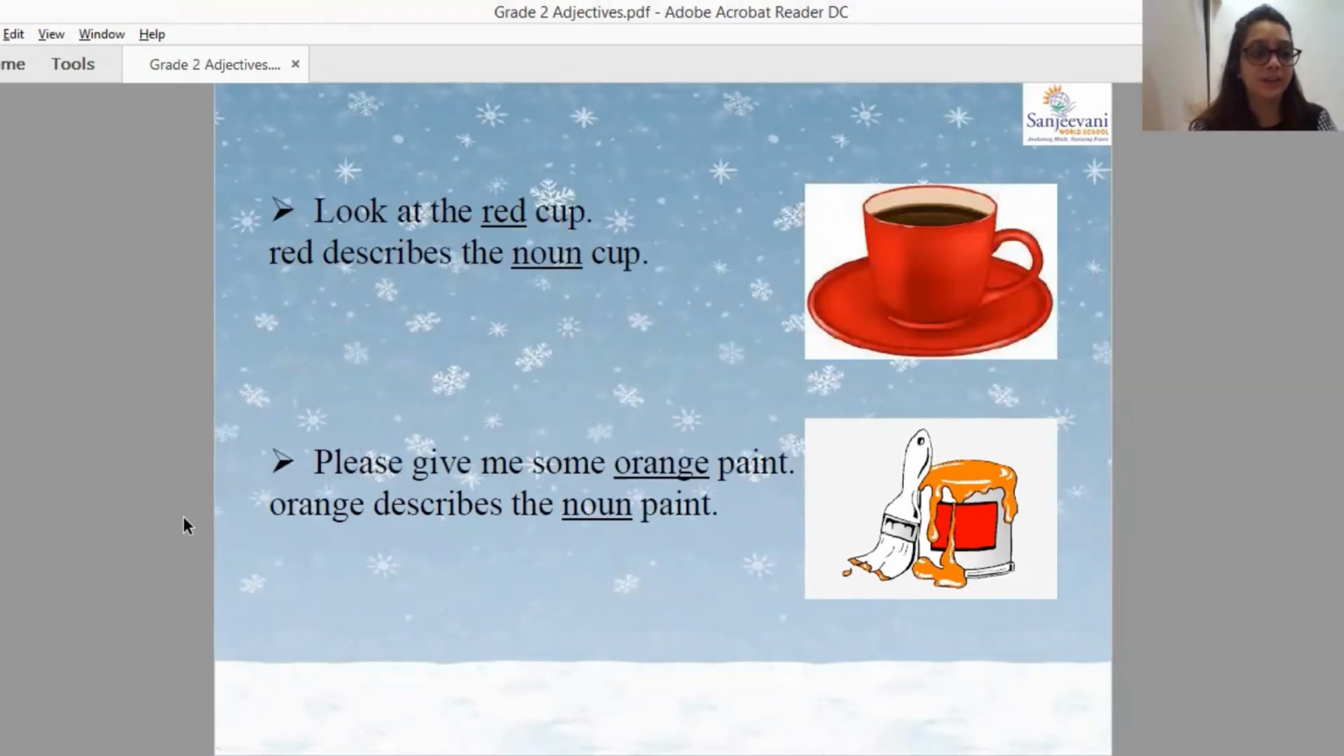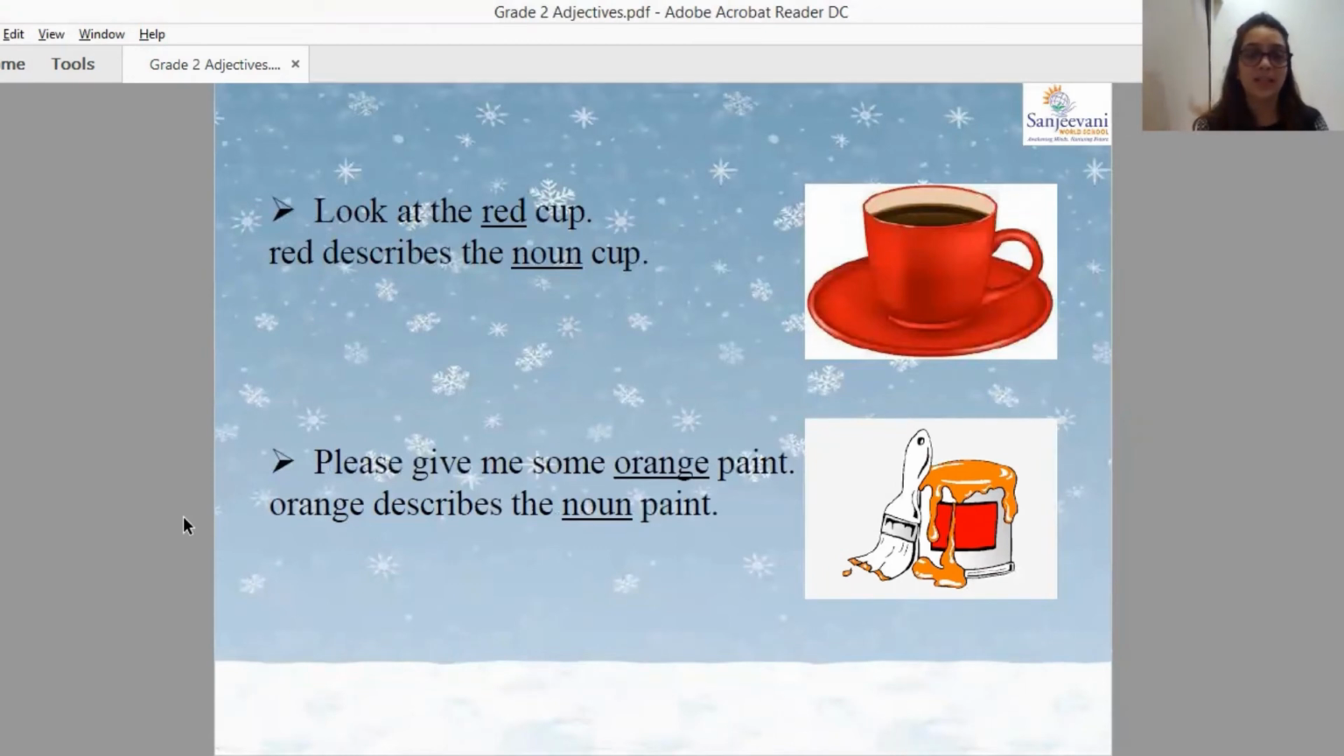Look at the red cup. The color red is describing the cup. Now the cup is red in color. So it is telling more about the cup. And then the color of the cup is red color. I repeat, look at the red cup. Red describes the noun, that is cup.